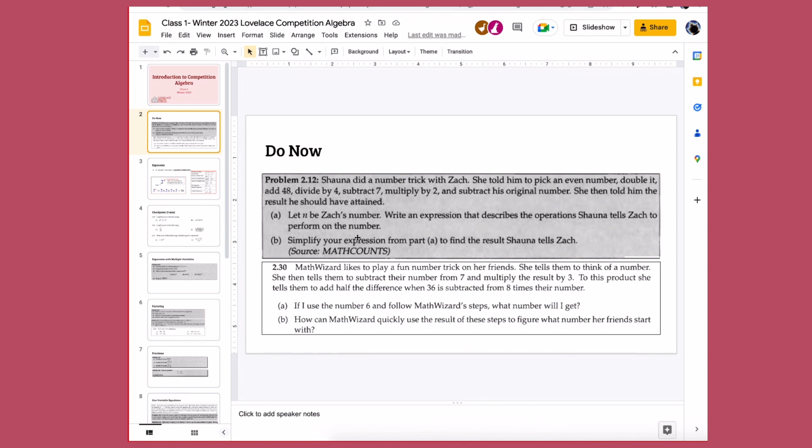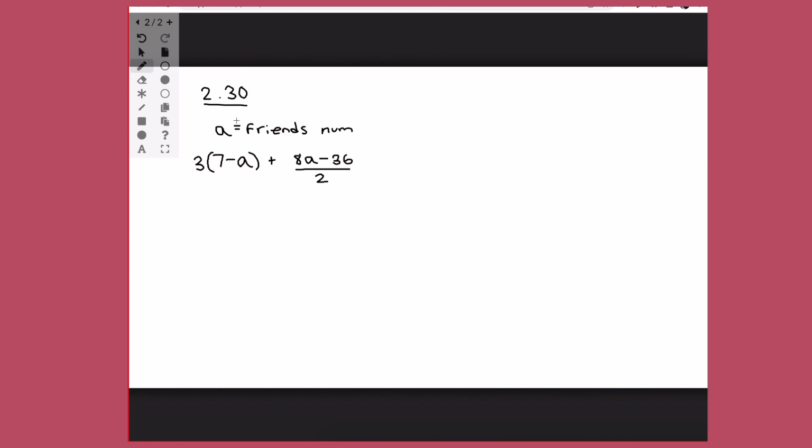Okay, so now it says, if we use the number 6 and follow Math Wizard's steps, what number will I get? If we plugged in the number a, we would get this result here. So let's simplify this first. This should be 21 minus 3a plus 4a minus 18, and this is just a plus 3. The problem asks us what number we'd get if we plugged in a equal to 6. This would just be 6 plus 3 equals 9.